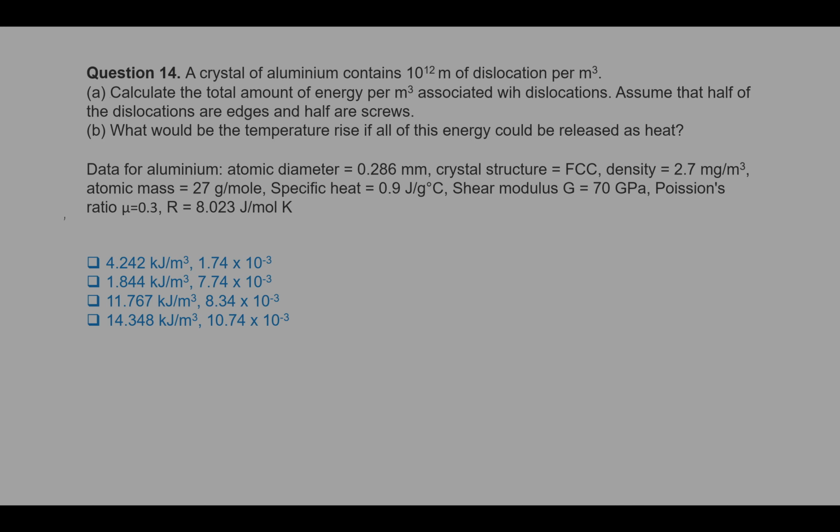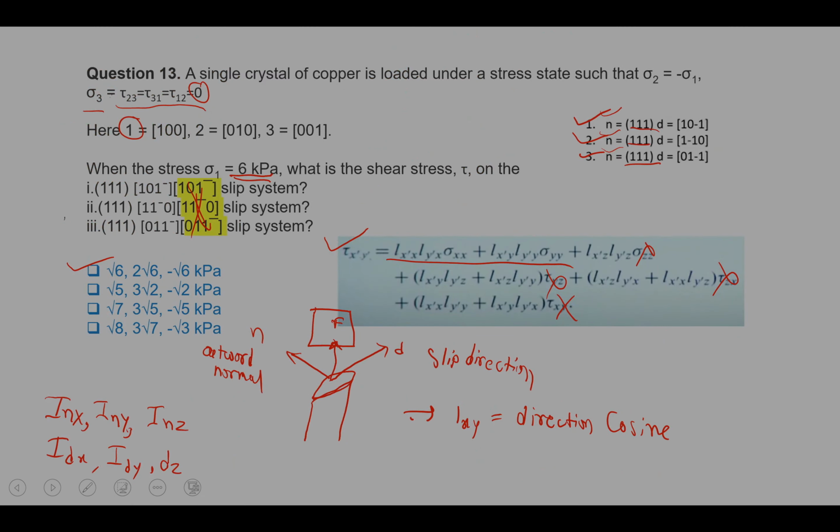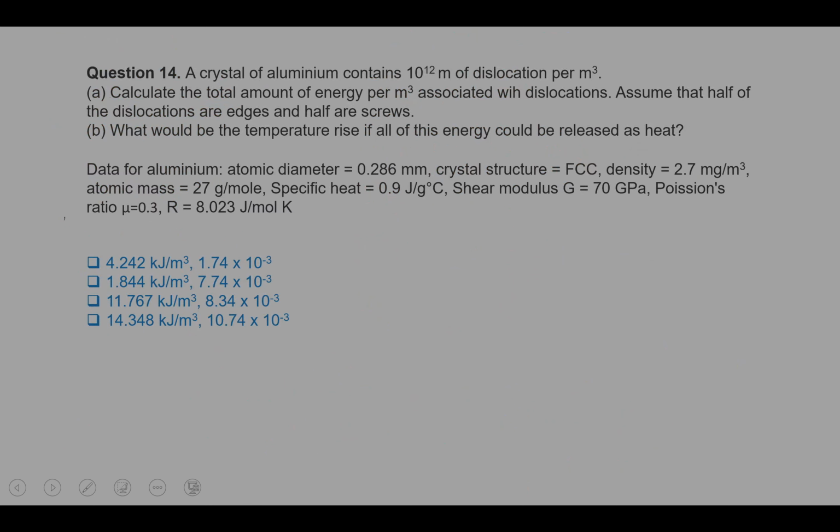Now, question number 14. A crystal of aluminum contains 10 to the power 12 meter of dislocation per meter cube. Calculate the total amount of energy per meter cube associated with these dislocations. Assume that half of the dislocations are edge and half are screw, and in B we have to calculate what would be the temperature rise if all the energy could be released as heat.